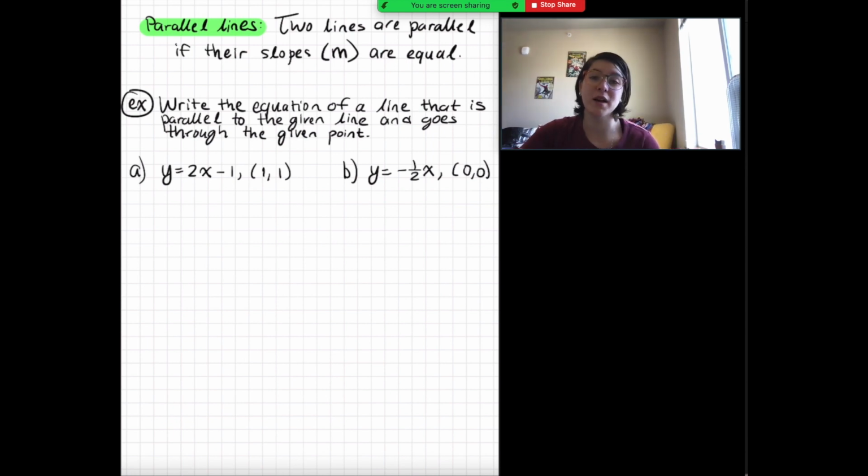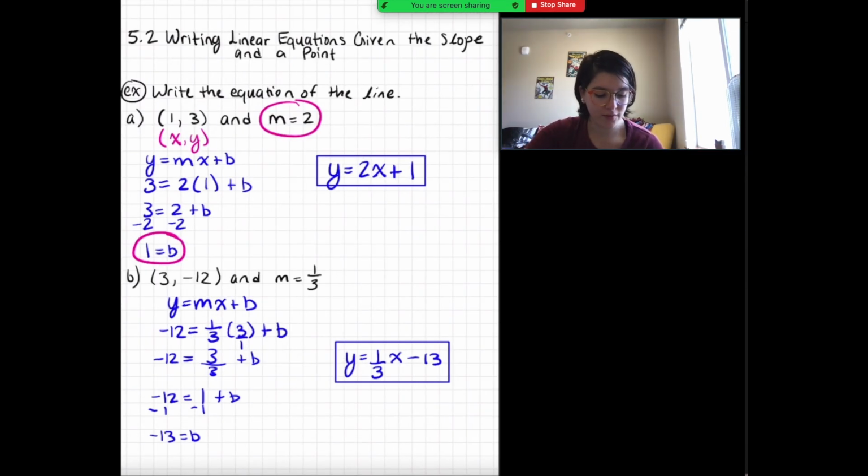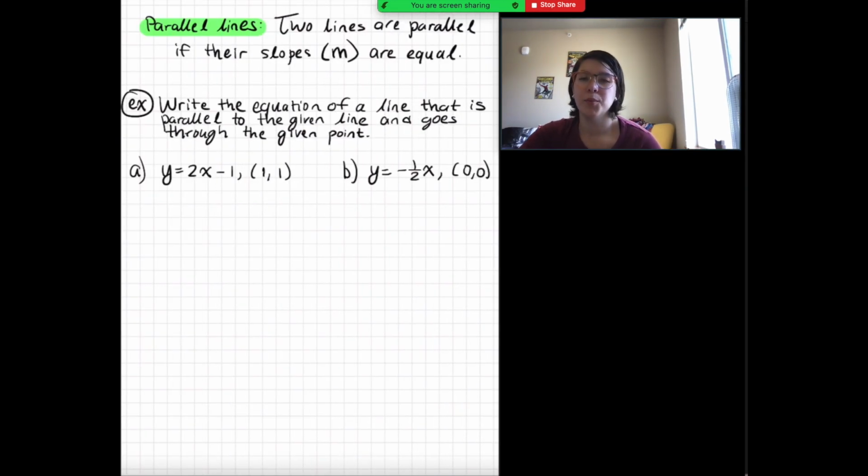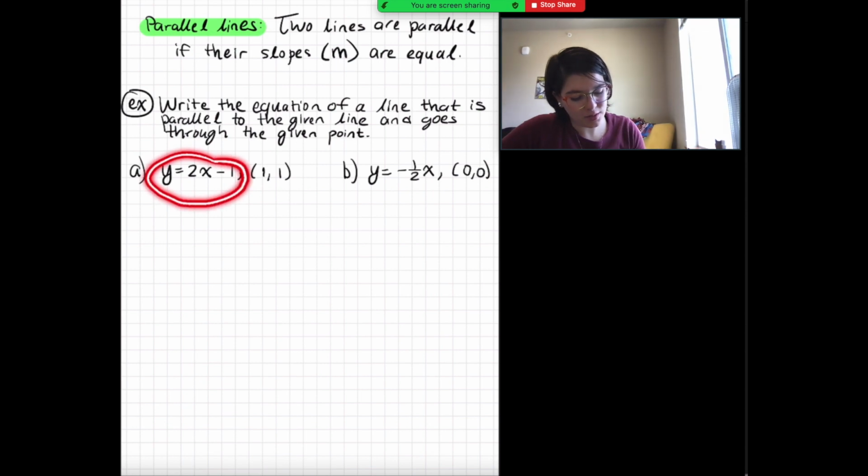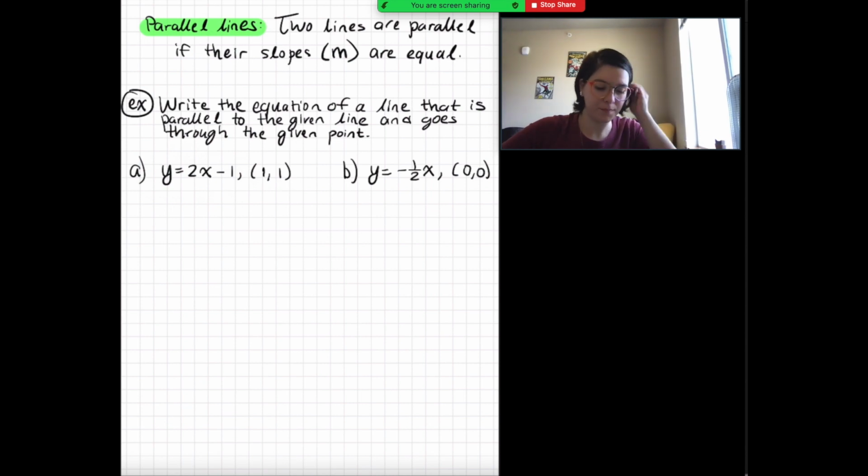So the question asks us to write the equation of a line that is parallel to the given line and goes through the given point. So in the previous questions, we were given the slope and a point, and we had to figure out the equation. We're pretty much given the same thing here, but we have to do a little bit of investigating. If we want a line that's parallel to the line y equals 2x minus 1, that means that our line has to have the same slope. So the slope here is 2. So we know that our line will have to have the slope m equals 2 as well. And it has to go through the point 1, 1.